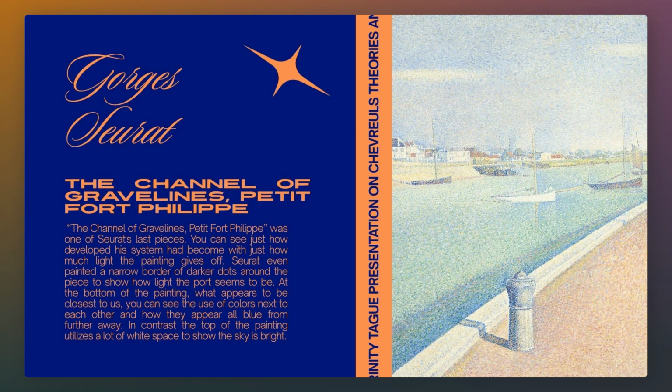The Channel of Gravelines was one of Seurat's last pieces. You can see just how developed his system had become with just how much light the painting gives off. Seurat even painted a narrow border of darker dots around the piece to show just how light the port seems to be. At the bottom of the painting, what appears to be closest to us, you can see the use of colors next to each other and how they appear all blue from further away. In contrast, the top of the painting utilizes a lot of white space to show the sky is bright.